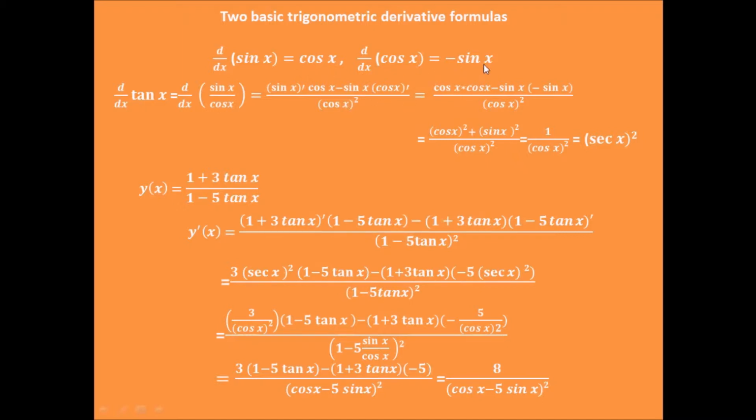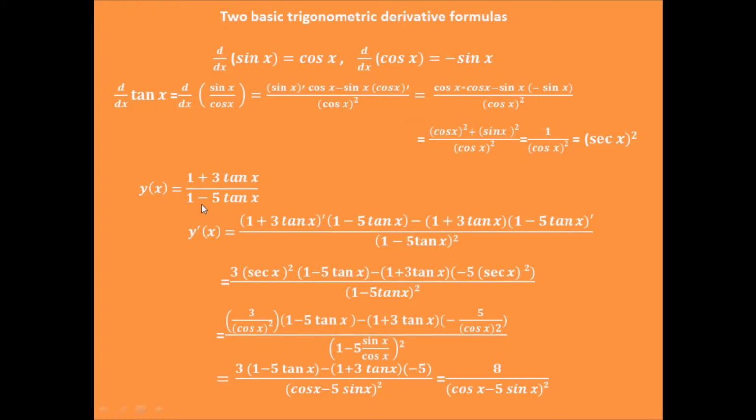minus sin x. Then we can get tangent x derivative equals cosine x squared plus sin x squared divided by cosine x squared. For the denominator, as we know, it equals 1. So we can get tangent x derivative equals 1 divided by cosine x squared, or equals sec x squared.